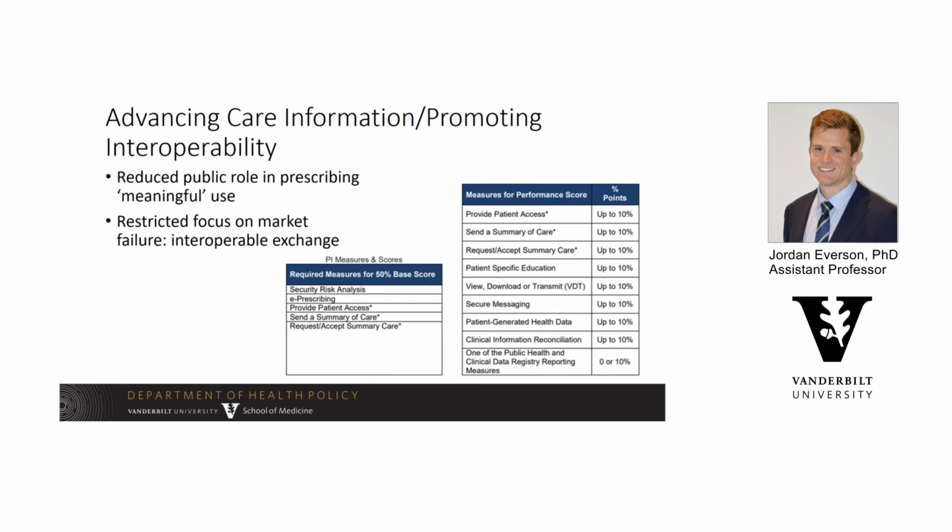So in order to achieve the promoting interoperability score, you had to first do the 5 required measures to achieve a score of 50%. And then beyond that, your providers were scored linearly on their ability to perform specific activities. So within these 9 activities, you could achieve up to 10 more points, depending on the fraction of patients that you did this activity for. So here, rather than the all or nothing program under meaningful use, you have the sense that using the electronic health record more could result in a higher score and ultimately a higher incentive payment under this system.